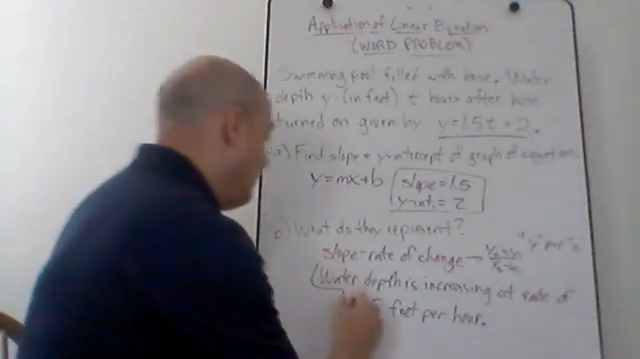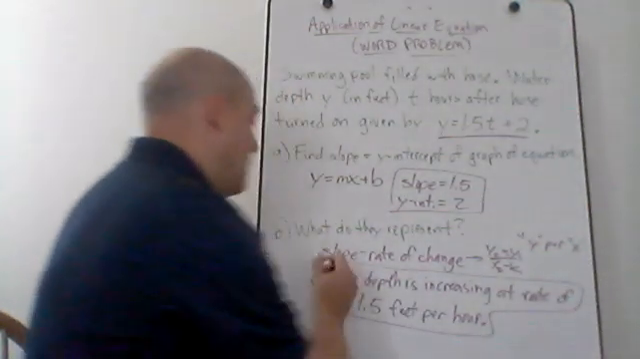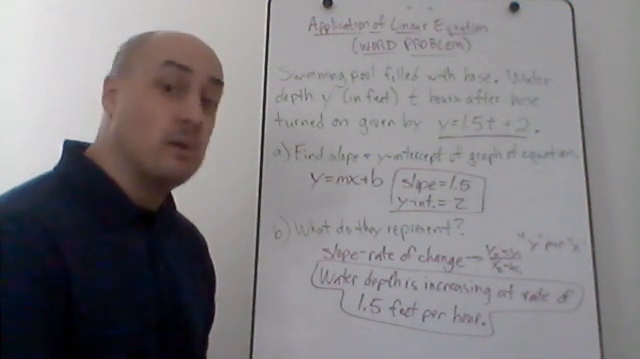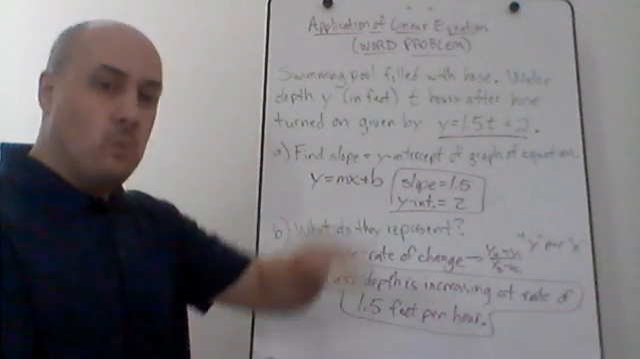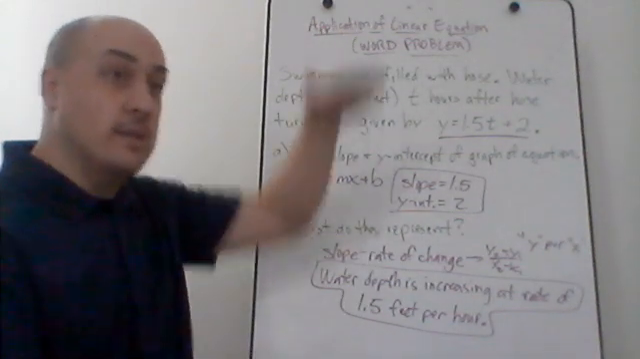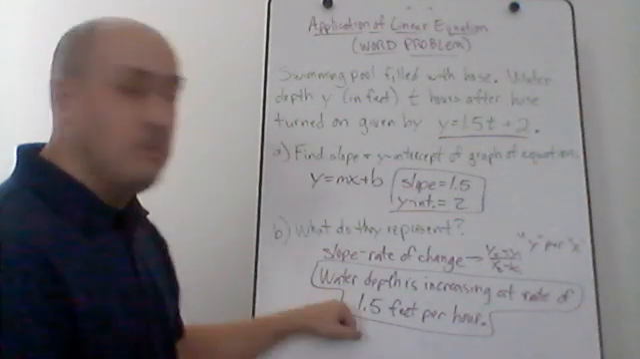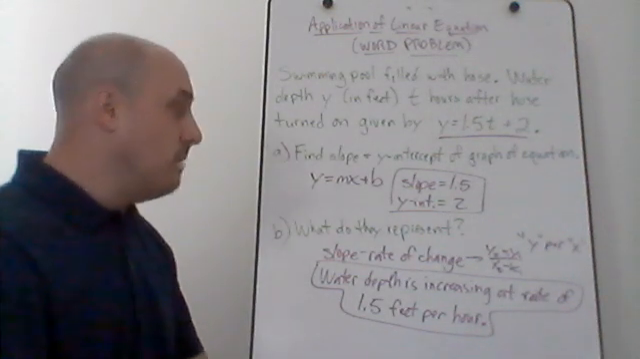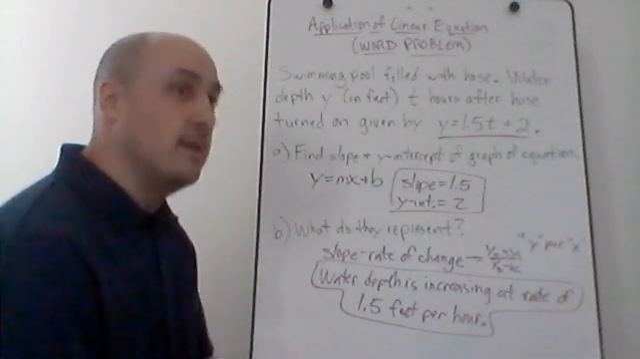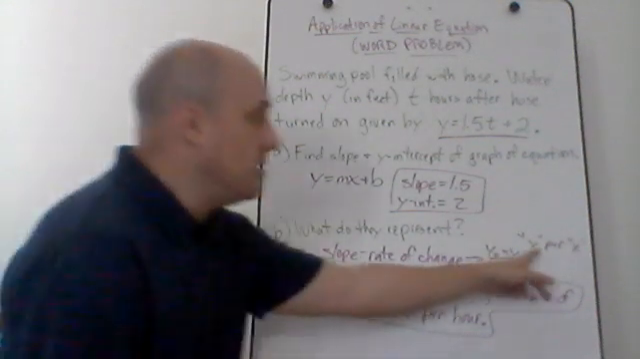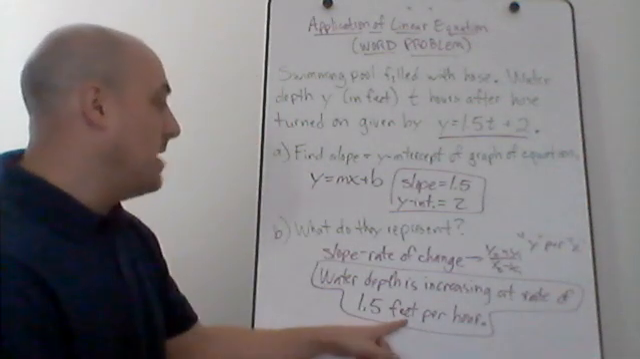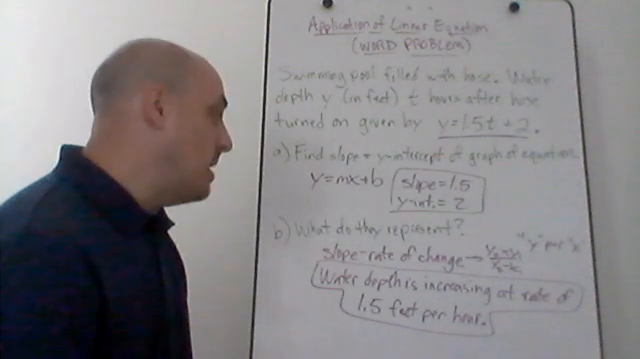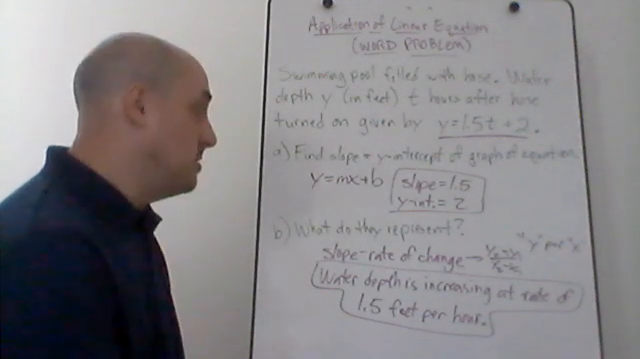So what my slope of 1.5 represents is that the water depth is increasing at the rate of 1.5 feet per hour. For every hour that goes by, we have 1.5 more feet of water in the pool. All right, so that is what my slope here represents. Again, slope is always going to be the rate of change, whatever it is. In this case, it's the depth of the water that's increasing as time goes by. The units are always going to be y per x, so it's the y units, feet, per the x units, hour. That's always the way it's going to work out when you're dealing with linear equations that deal with real-life situations. Slope is always the rate of change.